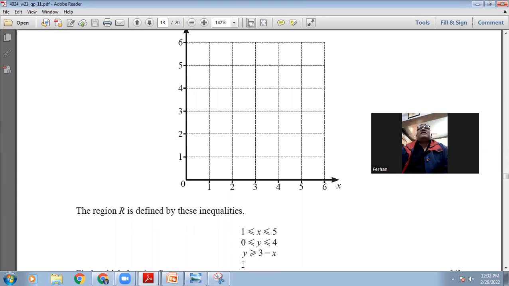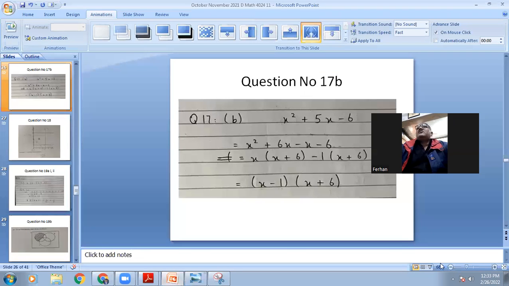And then you have this line, y equals 3 minus x. Either you can do it mentally or you can make a table for it. At 0, it will be 3, put a dot here. At 1, it will be 2, put a dot here. At 2, it will be 1, put a dot here. At 3, it will be 0. So then join these dots and you will get this line. Then according to these inequalities, we can shade. So let me show you. I have done this on a paper also.